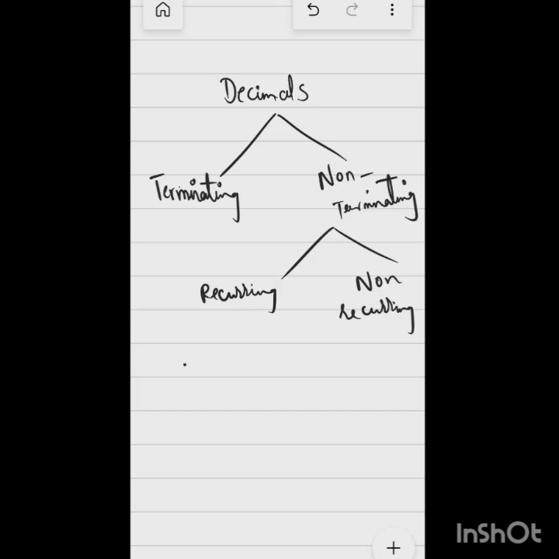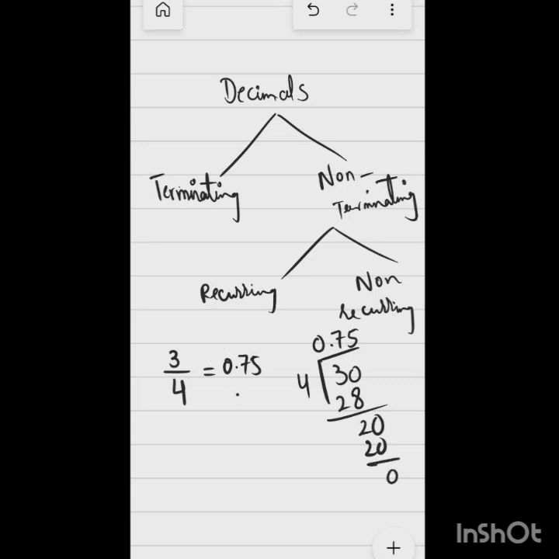So let's take a few examples. Let's say what is 3 by 4? If we divide 3 by 4, we get 0.75, and the remainder is 0. So what kind of number is this? This is a terminating decimal because the division terminates after some time.